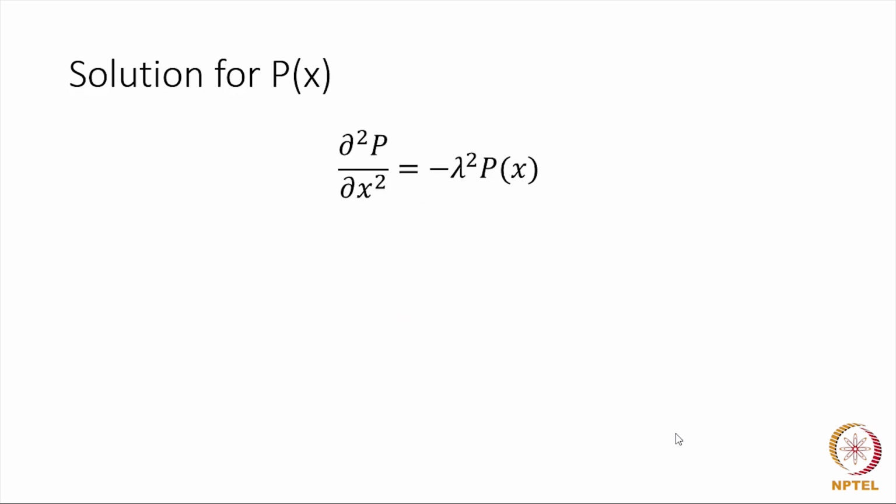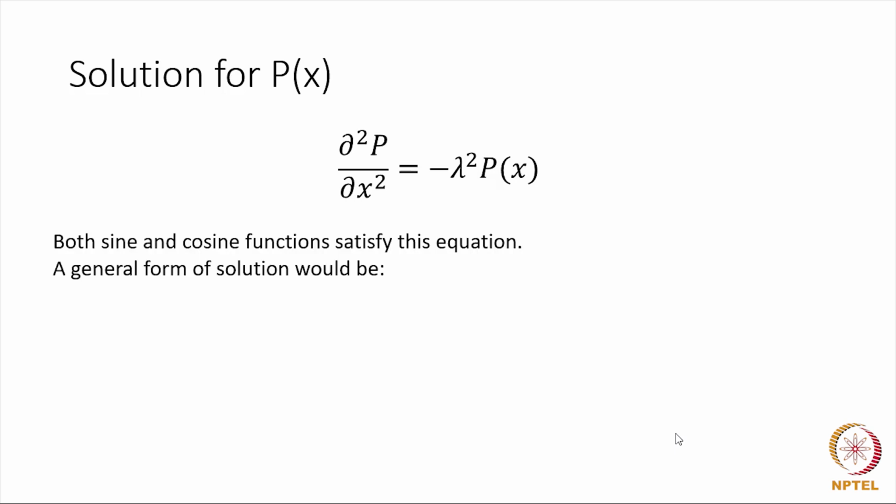Similarly, for the P, we have a general solution. ∂²P/∂X² is equal to minus lambda squared into P of X, which means that when we think of sine functions as possible, then lambda can be inside the sine argument. So sine of lambda x is one term that is possible. You also can think of cos of lambda x. Because both of them can satisfy, a very general form of the solution would look like this: P of x is equal to a sin lambda x plus b cos lambda x.